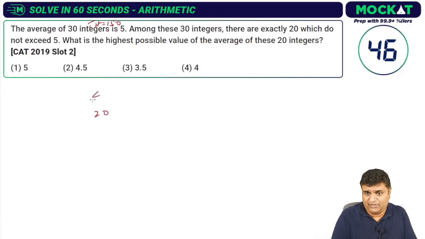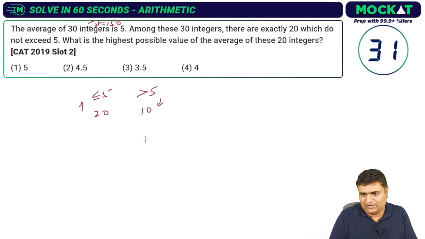So 20 are going to be less than or equal to 5. Then the remaining 10 are definitely going to be more than 5. What is the highest possible value of the average of these 20 integers? To maximize this, I have to minimize this 10. What is the smallest value I can give for these 10 integers greater than 5? That's going to be 6.